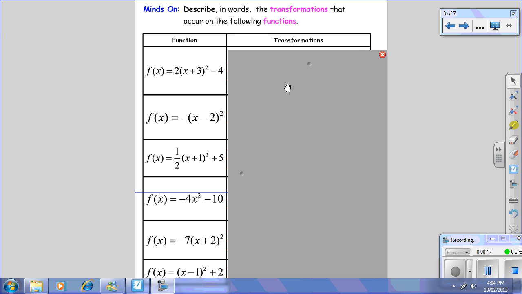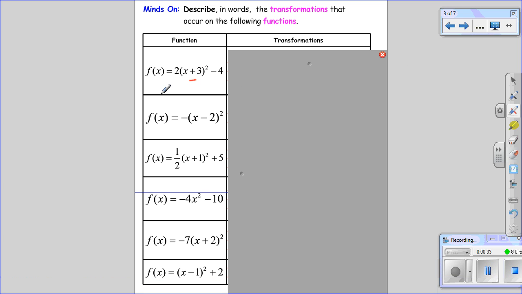So the first thing we're going to do here is look at each equation and decide what each part means. And we look at it from left to right. The 2 is our vertical stretch factor, and it's telling us we have a vertical expansion by a factor of 2. The plus 3 is in the brackets with the x, and it's indicating horizontal movement. Remember that we usually write x minus the value, so this is like writing x minus negative 3 squared, which means we're doing a horizontal shift left 3.